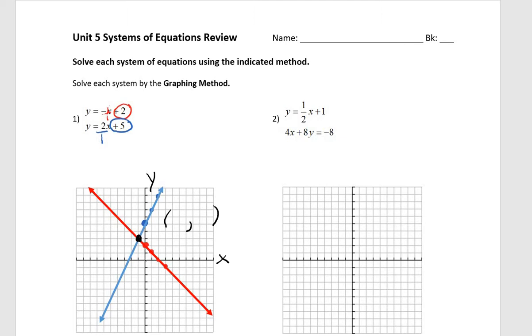To get to that point from the center, I would have to go left 1 and up 3. Which means my solution is negative 1, since we'd have to go left 1, comma, positive 3, since then we'd have to go up 3. And this coordinate is my solution. That describes where the 2 lines intersect.